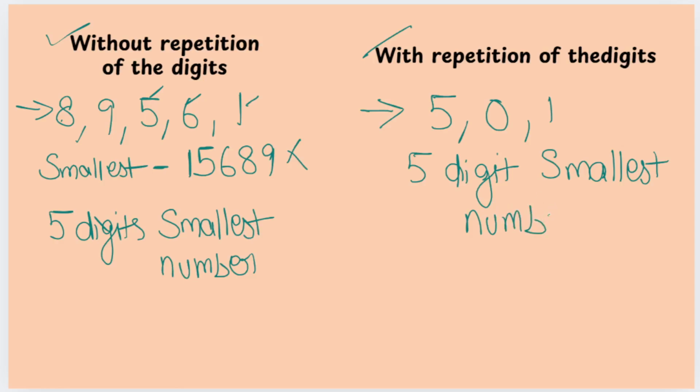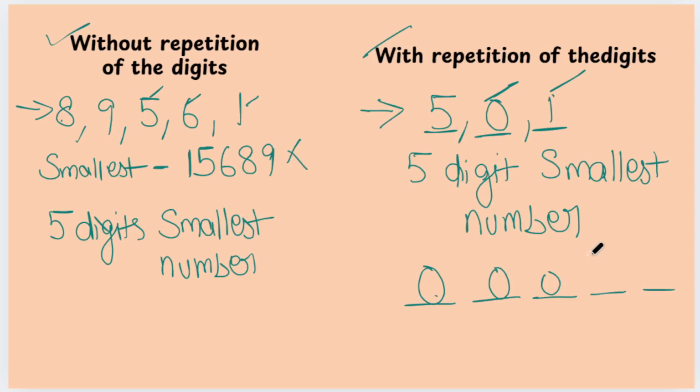Fine. So if I give you a question like this, if I give you 5, 0, 1 and I ask you to find out 5 digit smallest number, what you have to do is, we have only 3 digits, right? So I need 2 more digits. What I can do is find the smallest among these. Which is the smallest? 0 is the smallest. So what you're going to do is write 2 zeros, because I need 2 extra digits. So I'm going to write 2 zeros.